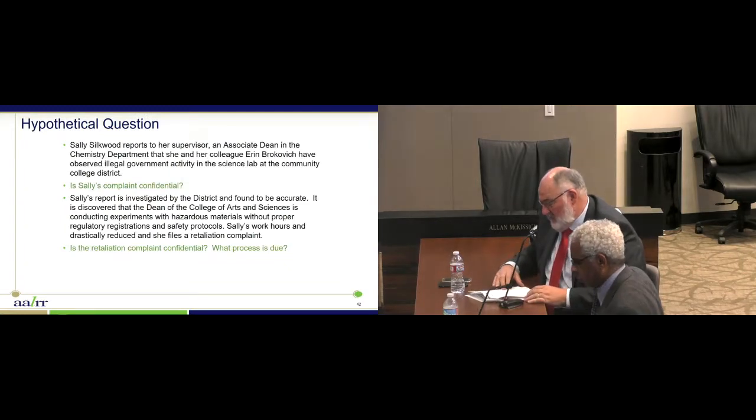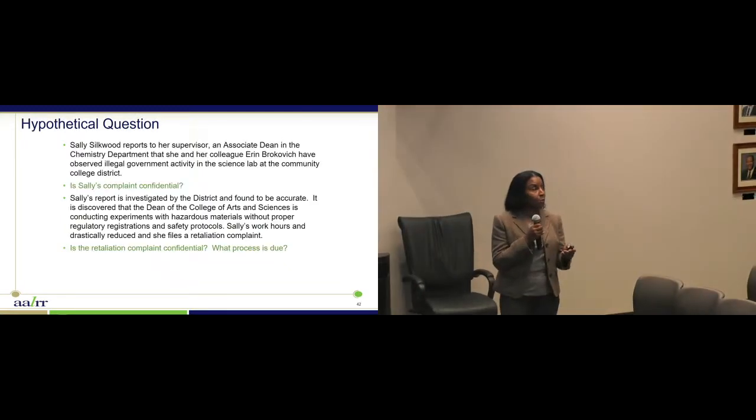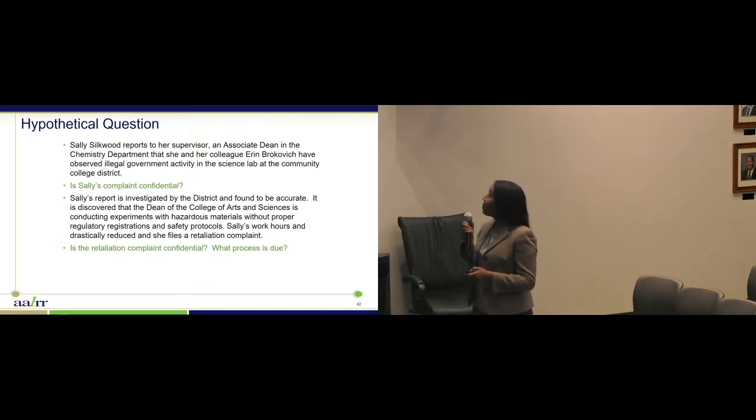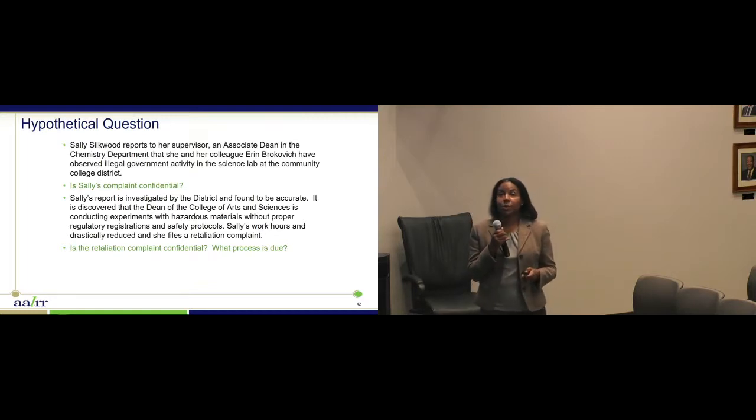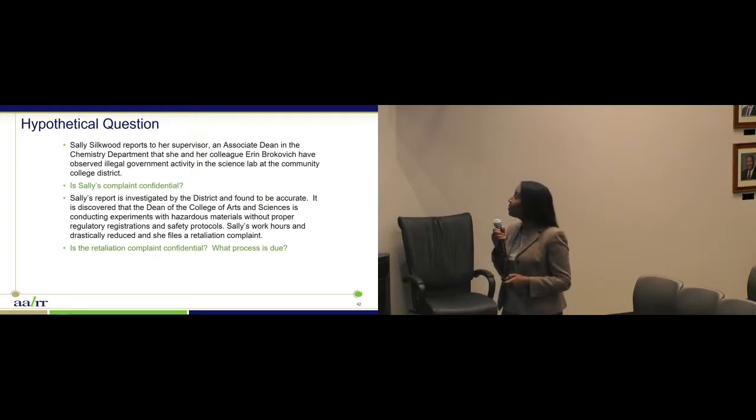All right, so we are back. Does anybody have any more questions? We're going to go through our last hypothetical on page 42. This is a whistleblower hypothetical. Does everybody see slide 42?